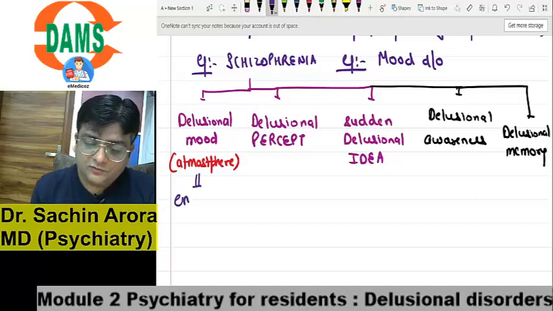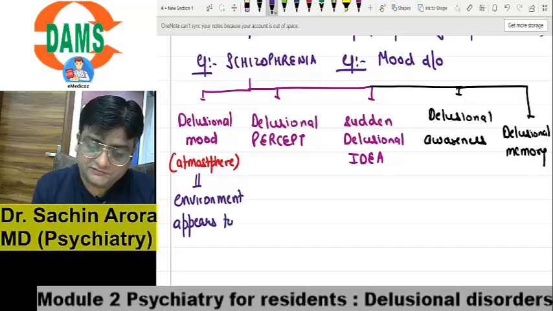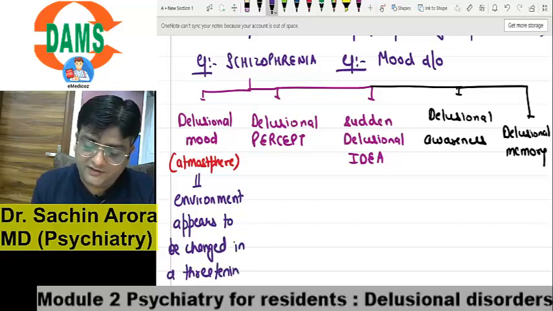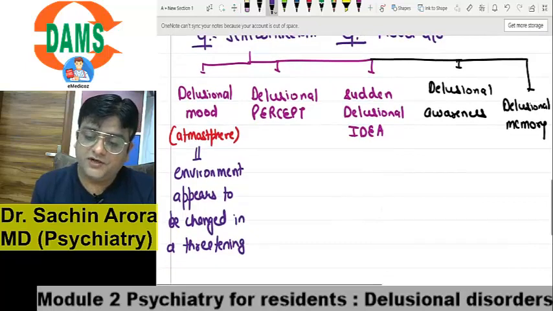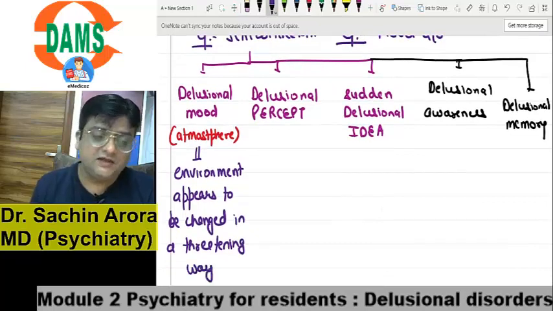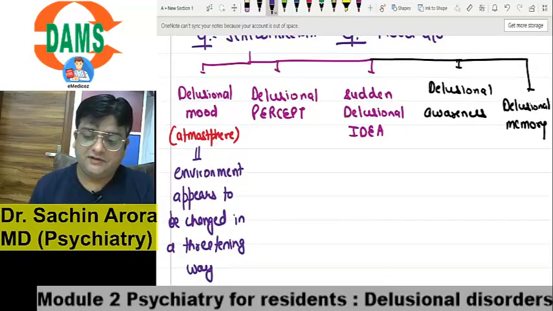In delusional mood, the person says that the environment appears to be changed in a threatening way. There is something abnormal in the environment. So the emotional component is, I feel there is something wrong going to happen.